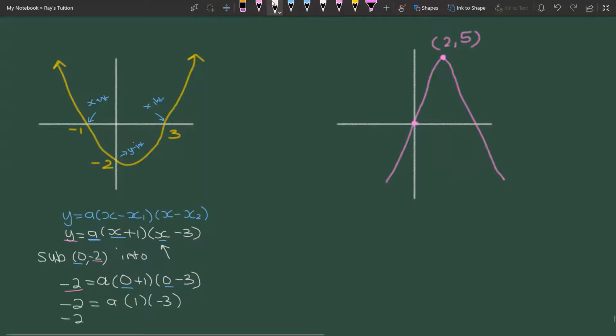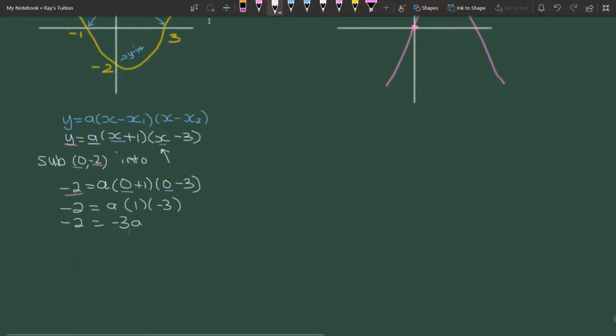And then this here is minus 3a. Dividing both sides by negative 3, we have that a is 2 over 3, positive 2. So our equation is y is equal to 2 over 3, x plus 1 times x minus 3. If you wanted it in standard form, all you have to do is multiply it out.